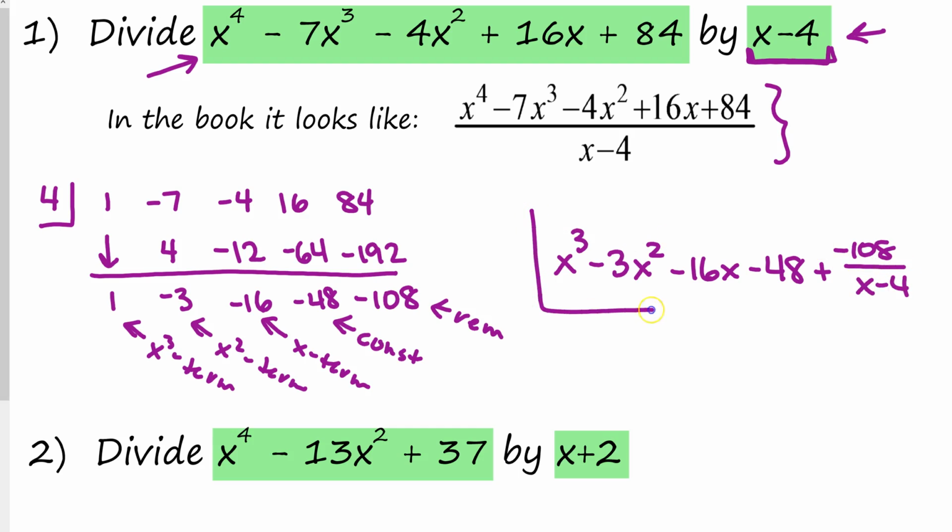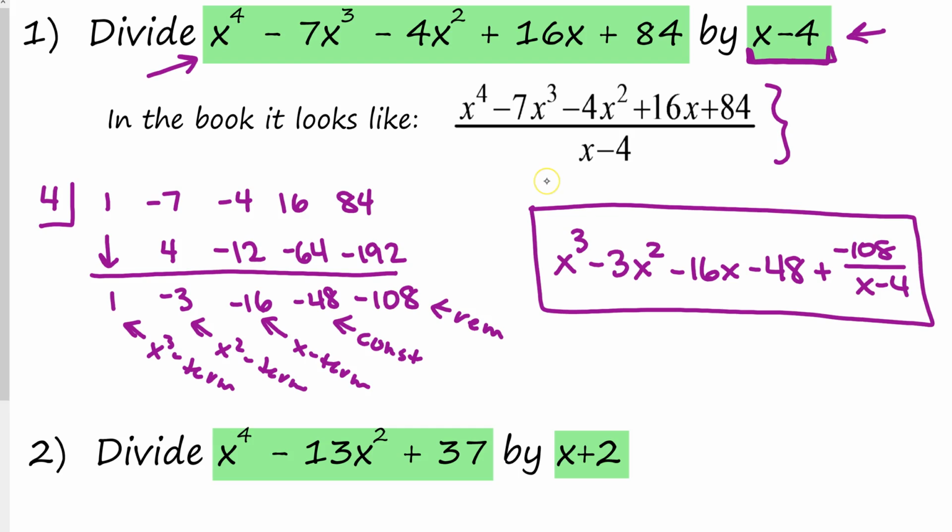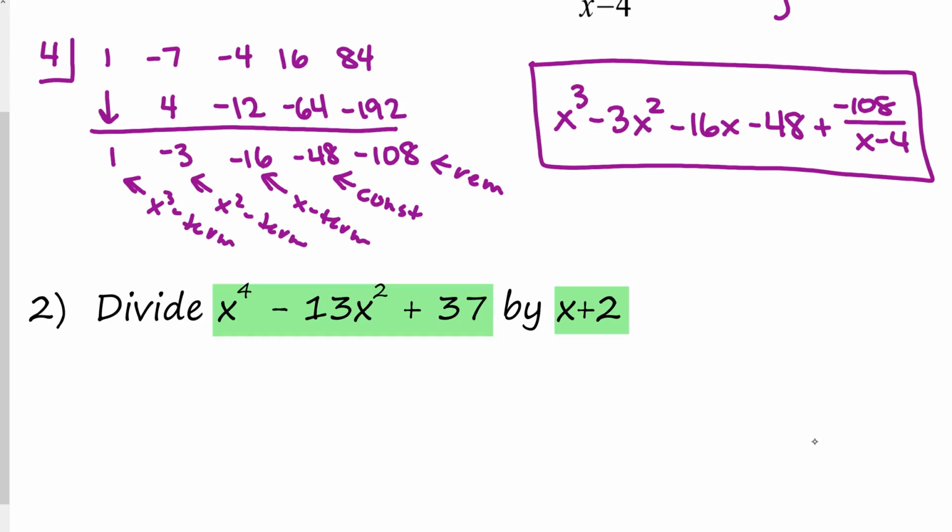We were dividing by x minus 4. So isn't that fun? It goes really fast. Let's try another one. We're dividing by x plus 2. If you're dividing by x plus 2, that's the same thing as x minus negative 2. So negative 2 goes in the box. Then we have 1x to the 4th. Now watch this. We have 0x cubed. You have to hold the place of each term, so 0 is a placeholder. Then we have negative 13x squared, then we have 0x, and then we have 37.